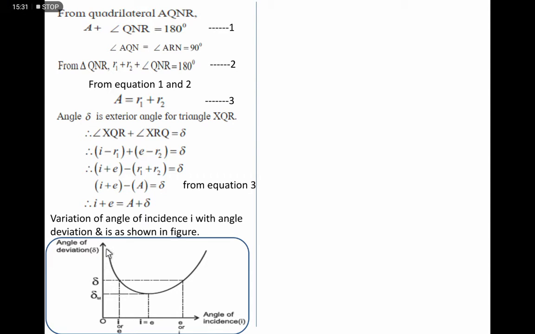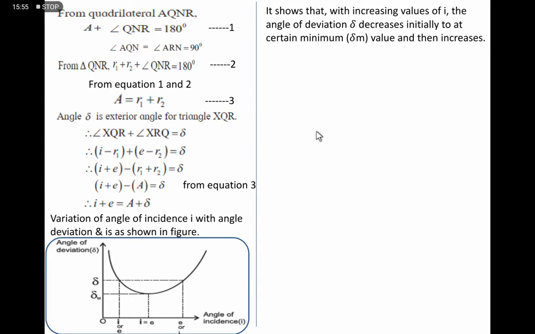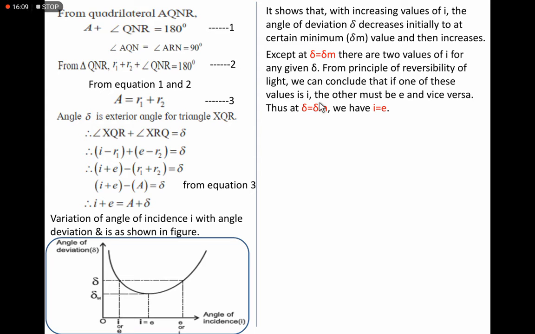Here, as the angle of incidence increases, the angle of deviation decreases. At a particular angle of incidence, the angle of deviation becomes minimum, and furthermore if we increase the angle of incidence, the angle of deviation increases. So here we explain the graph. The angle of deviation is delta, and when it becomes minimum, this is the angle of minimum deviation, that is delta m. These are all the things we explain.